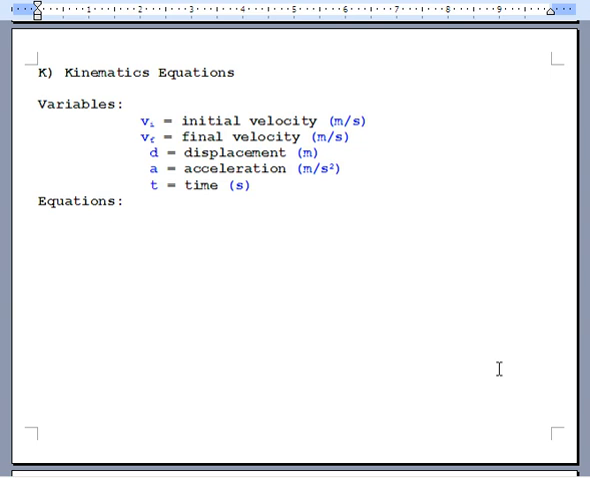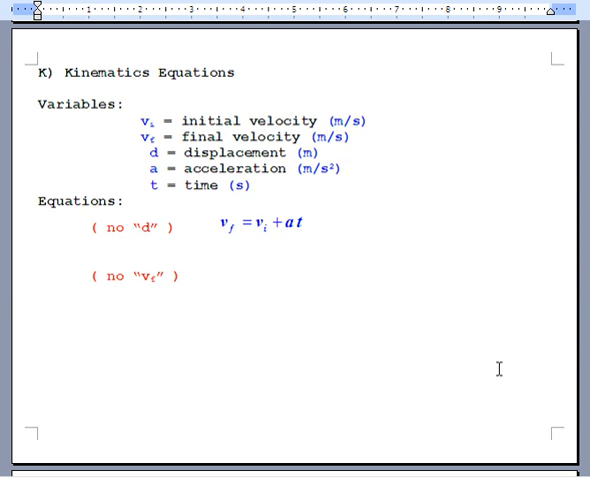So here's what the equations look like. If you are not given a displacement in a question, and that's not the thing you're trying to find, then here's the equation that's going to work really well for you. VF equals VI plus A times T. You don't have to memorize these equations because they're on the formula sheet. You just have to know how to use them and when to use them.